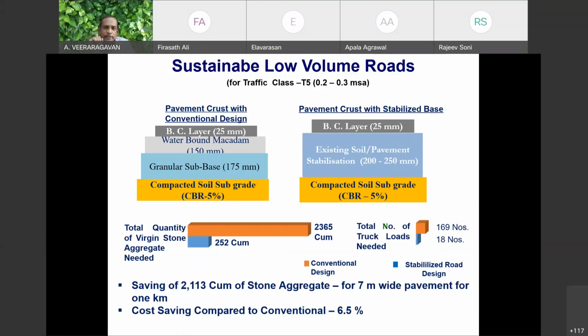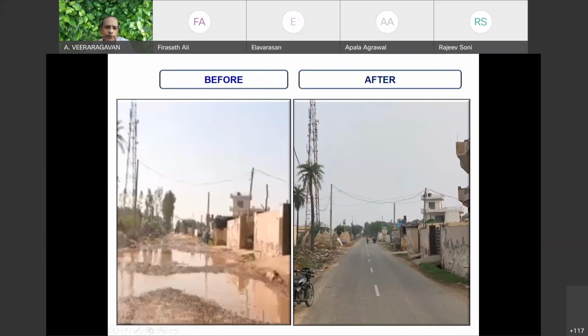Number one, by improving the fill and subgrade. Secondly, by improving the base course. These are the conditions of the road before, these are the conditions of the road later. This road will last for 20 years or 30 years without maintenance. That is what we are looking at.